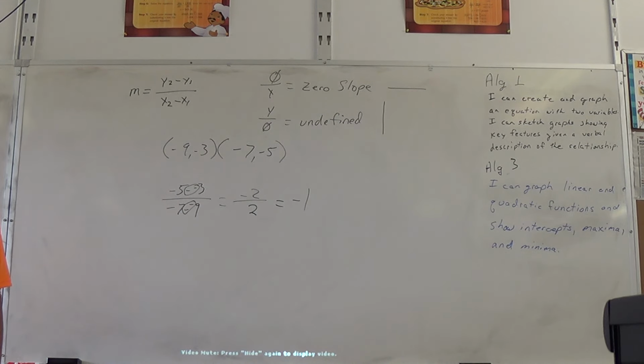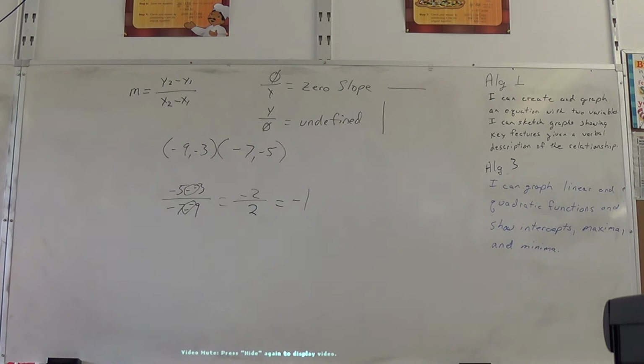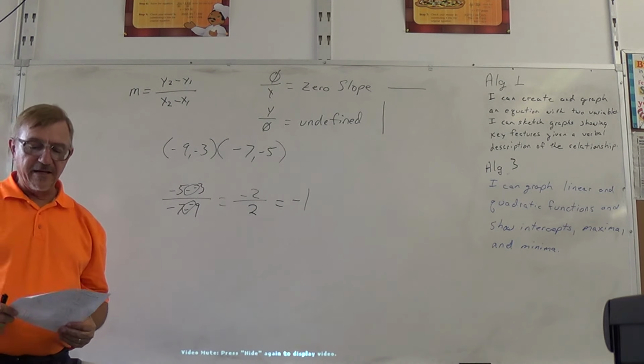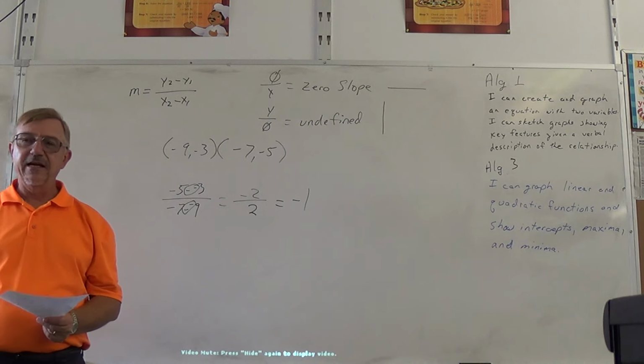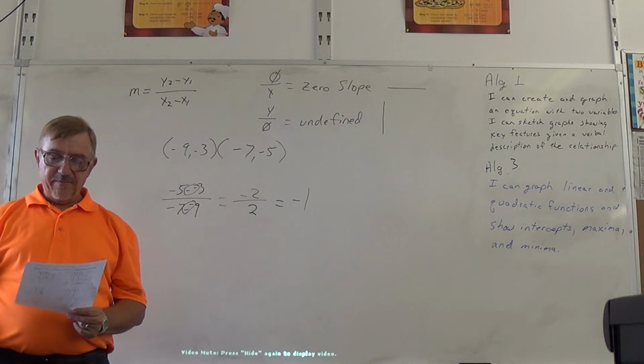So Tristan, number 4. -1 over -5, or 1 over 5. Okay, Brianna, number 5. Undefined slope, because it's -5 over 0. So it's undefined. Blake, number 6.